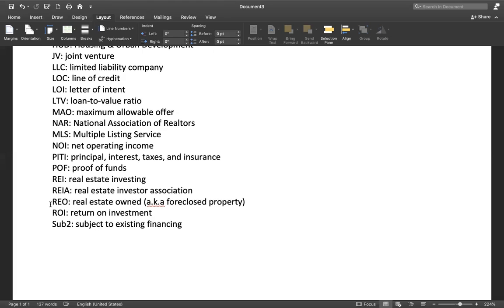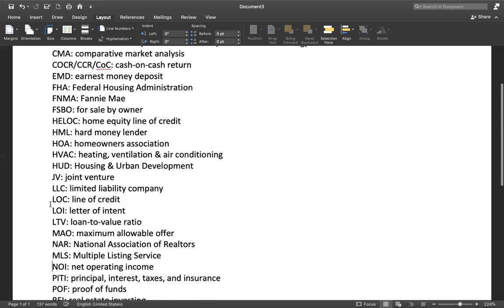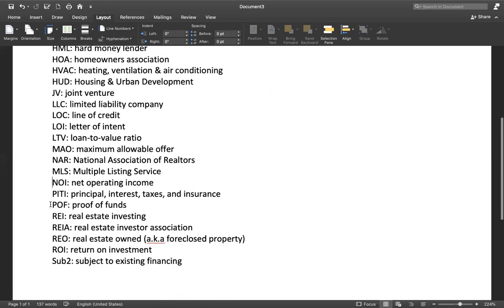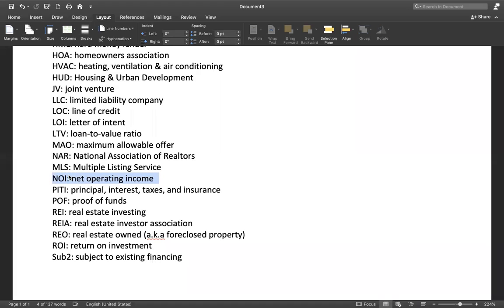NAR is National Association of Realtors. MLS is the multiple listing service that realtors put their properties on for sale. NOI is net operating income. So it's similar to what we talked about in cash flow above, but with this it's basically the income property that you have. It's the rents coming in minus the expenses. That will give you the NOI. It doesn't include the debt servicing that we talked about earlier to get to that net number of cash flow.